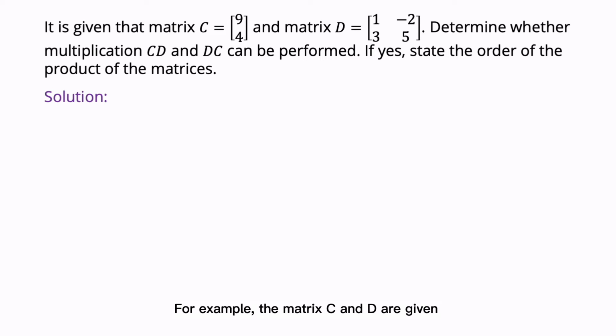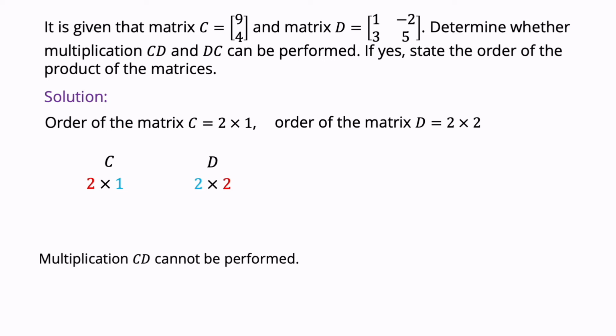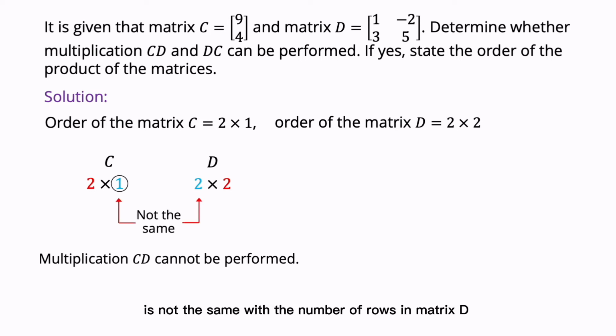For example, the matrices C and D are given. Determine whether multiplication CD and DC can be performed. If yes, state the order of the product of the matrix. The order of matrix C equals 2 times 1, and the order of matrix D equals 2 times 2. Multiplication of CD cannot be performed because the number of columns in matrix C is not the same as the number of rows in matrix D. Matrices C and D are not compatible.